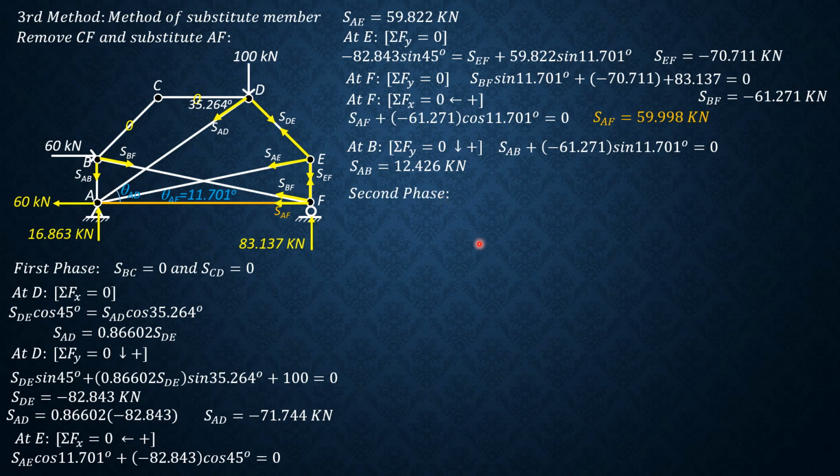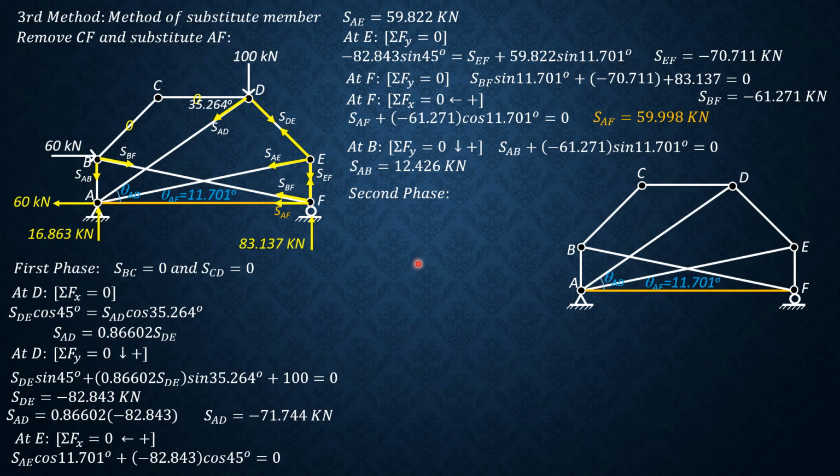The second phase, as I said, is you remove all the loads and reactions, then apply the removed member, which is CF, and denote that as Q. Then all other members should be expressed in terms of that force, SCF. Then we will express all these members, especially CD, AB, and EF in terms of Q, so that AF also in terms of Q.